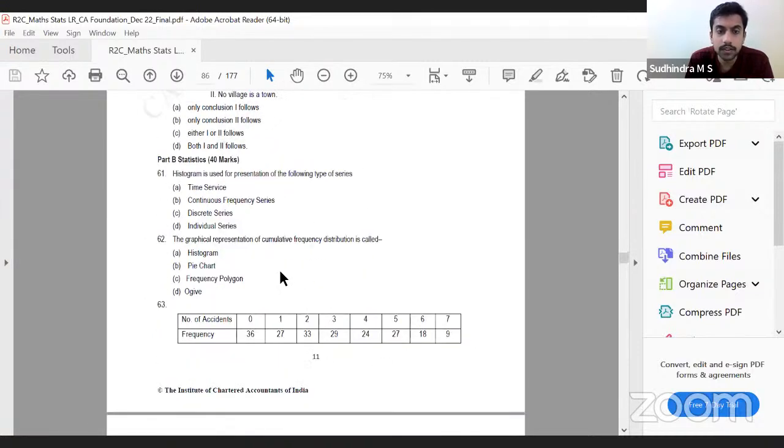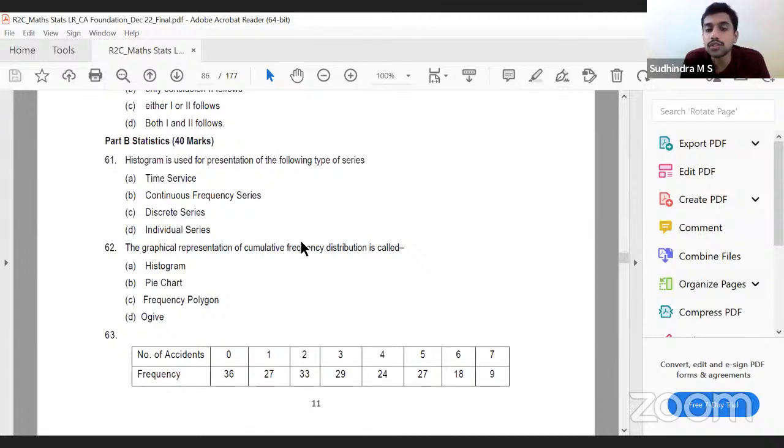First question. Histogram is used for presentation of the following types of series. Continuous. Very good. Histogram, frequency polygon, ogives are all graphical representation of frequency distribution. Frequency distribution comes into picture in case of continuous. Right? So it is continuous frequency series.